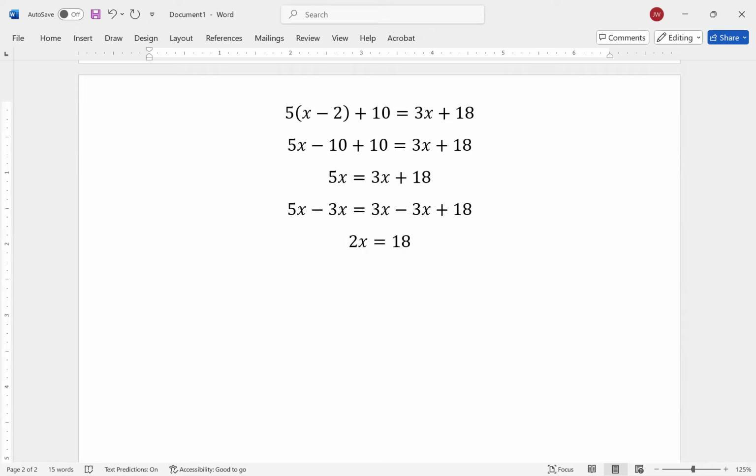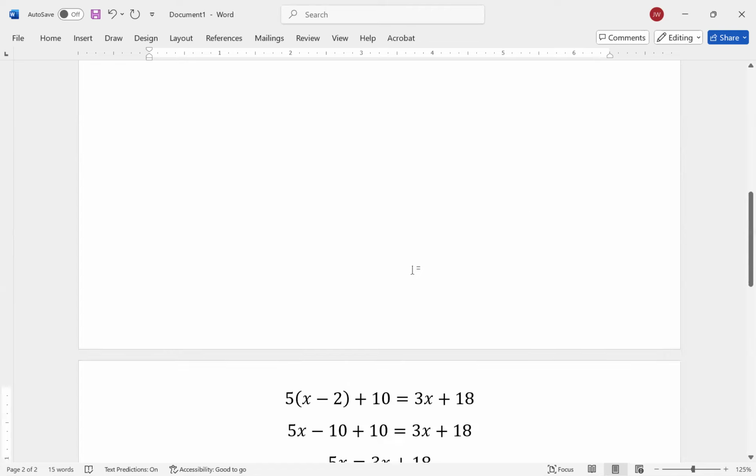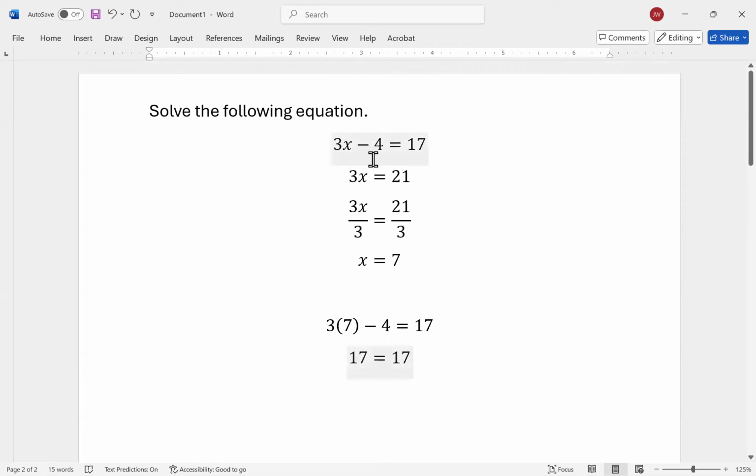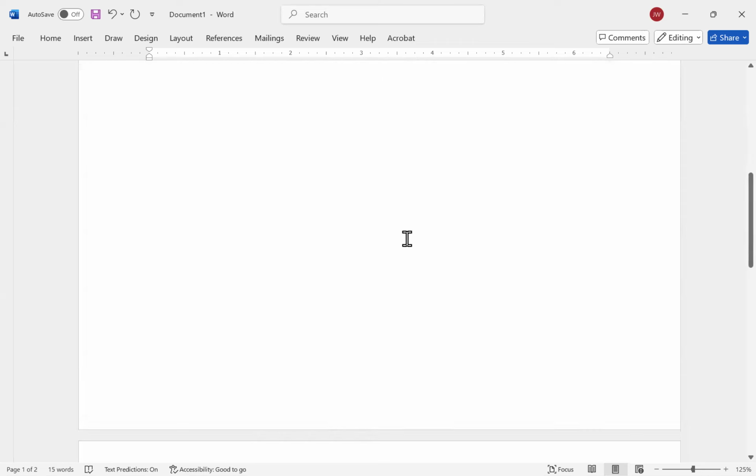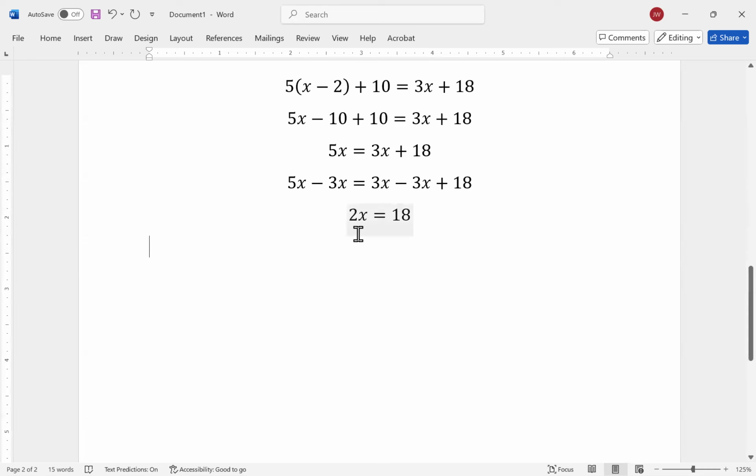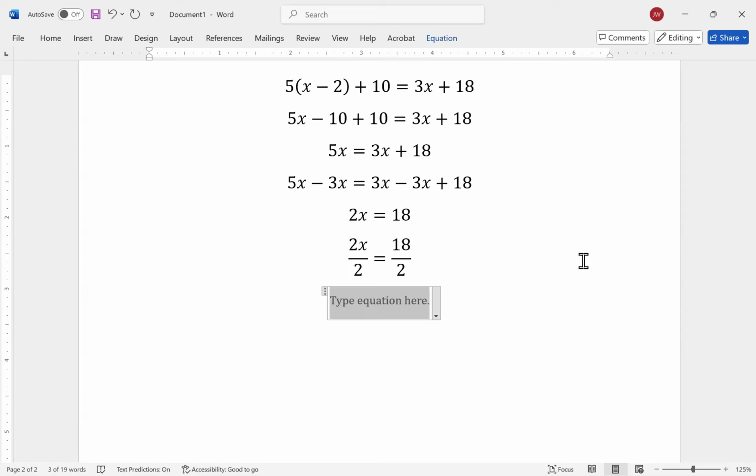Now, in this case, there's no constant term that I need to also move around. In the last case, I had to add the 4 to both sides. Here, at this stage, I already have 2x isolated, equaling 18. So all I have to do is divide both sides by 2. 2 divided by 2 gives me 1, and 1x is just x. On the right-hand side, 18 divided by 2 is 9.